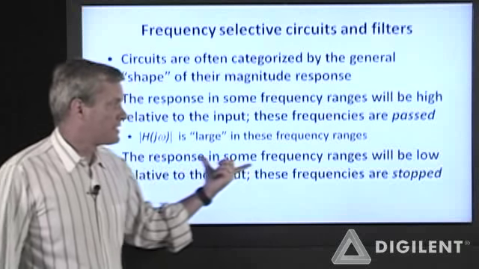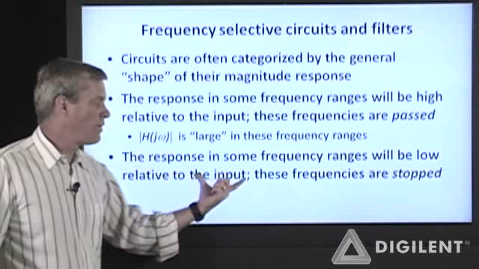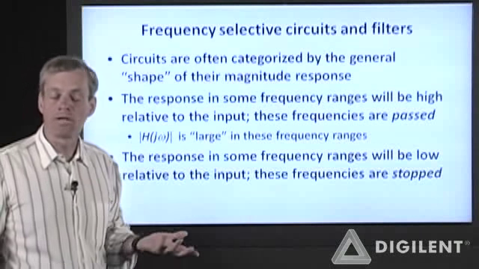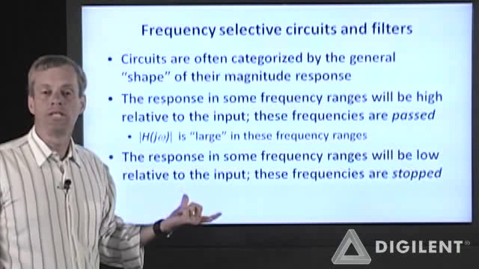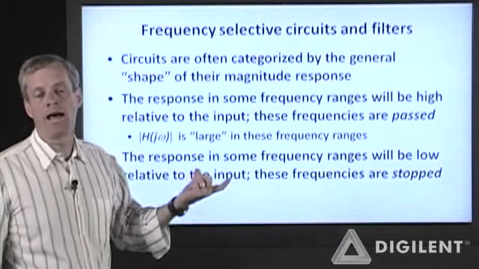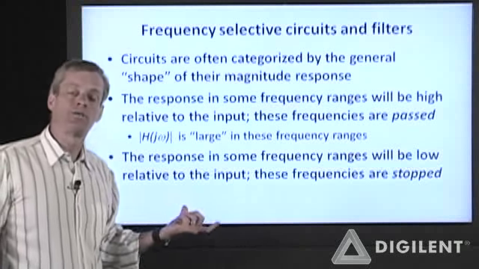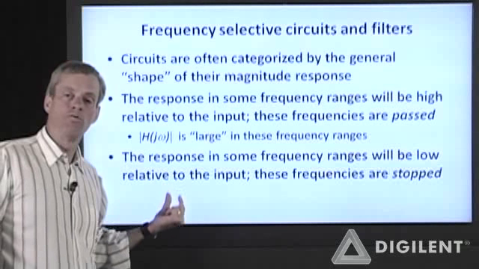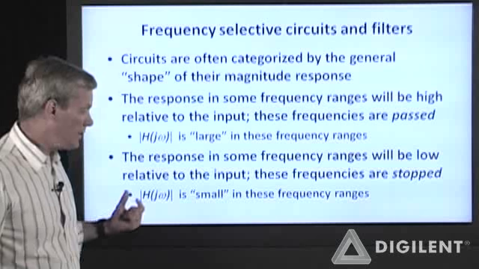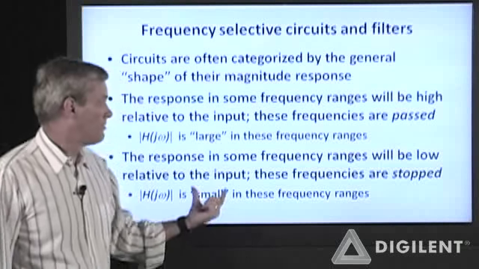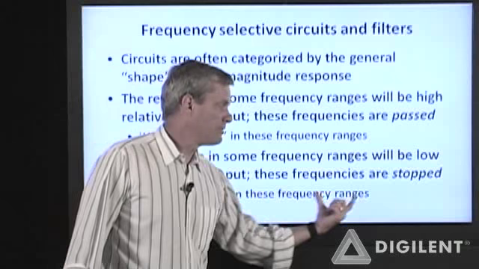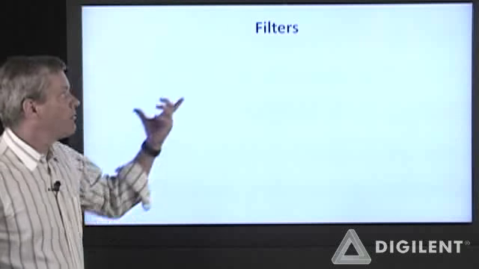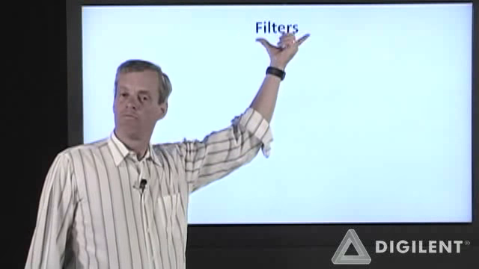Now, the response in some frequency ranges also will be low relative to the input. These frequencies are said to be stopped. For our RC circuit, high frequencies were essentially stopped because the magnitude response of the circuit at high frequencies was low. For the RL circuit, low frequencies were stopped. The magnitude response of the RL circuit at low frequencies was small. So the magnitude response is small relative to where it's large, in the frequency ranges where the input is said to be stopped.